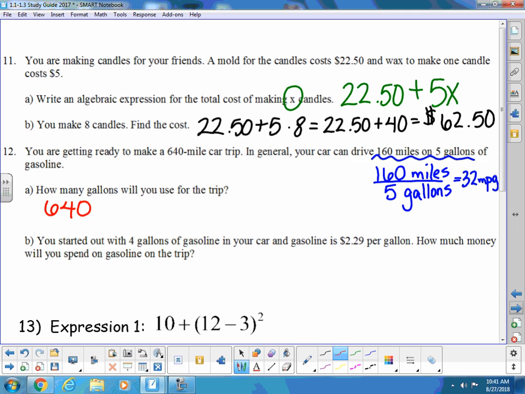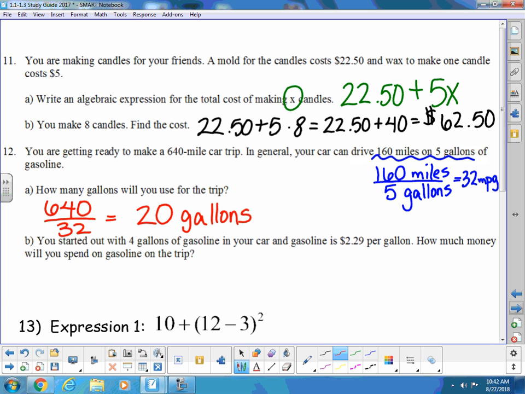Take how many miles I have to go, divide it by how many miles per gallon I get. I'm going to be left with the gallons it's going to take. What does that give me? 20 gallons. Now, if you got an answer there of 2,000 gallons, would that make sense?